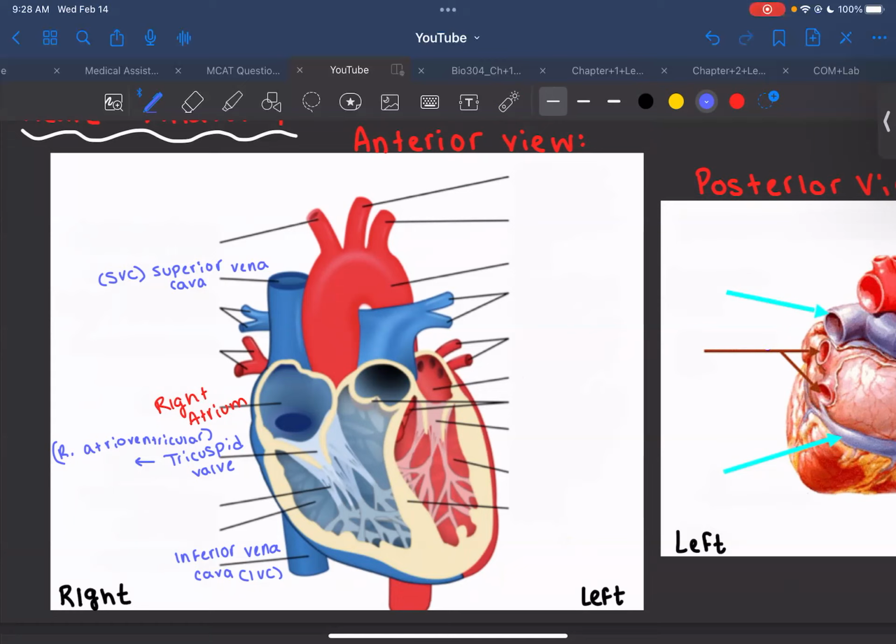So after that, we have these little string-like looking things right here. And I guess they don't have the papillary muscle labeled, but that's fine. So these connect to papillary muscle, which is basically going to pull that valve open. But we'll just write this for now. Chordae tendineae.